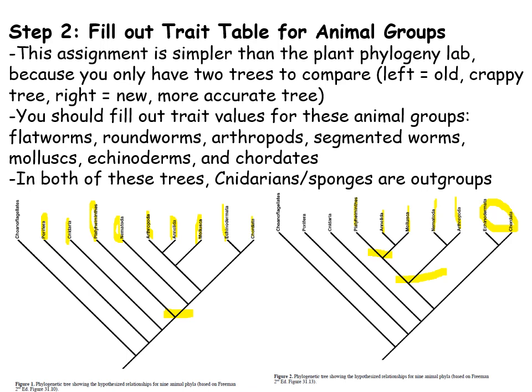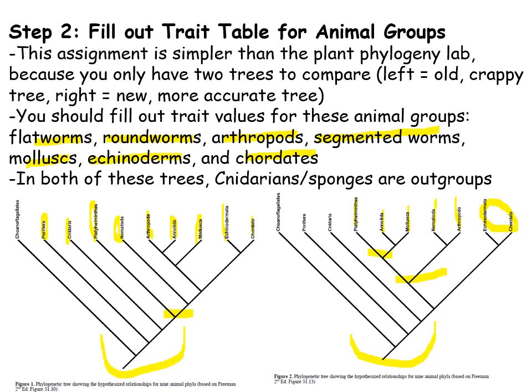And what you're going to do is basically use the traits that you select to compare these two trees to see, does your cladistic analysis match closer to the tree as we know it today, or does it match more closely with this old tree, which has been disproven? And so these are the groups you're considering that you want to find the relationship of: flatworms, roundworms, arthropods, segmented worms, mollusks, echinoderms, and chordates. And the way you're going to compare them is just comparing these two trees.